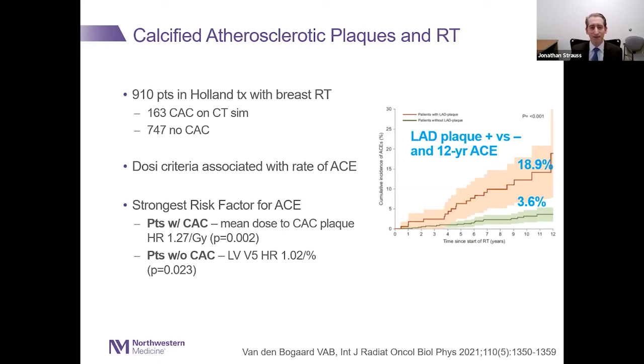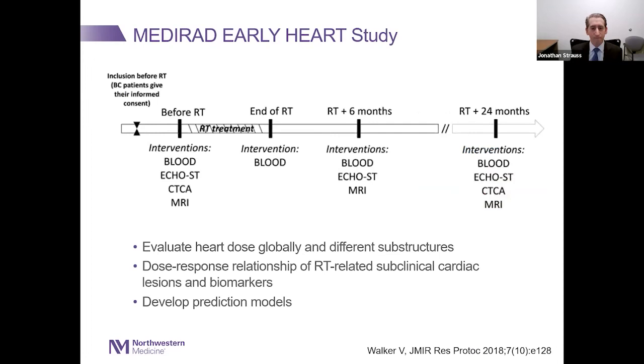These data have yet to be validated, but they are quite intriguing. And so ongoing, we have several studies that are collecting not only really good evaluations of heart dose globally with imaging, looking at different substructures, and also using a series of serum markers, but then are also collecting really good information on the dose given to various cardiac substructures.